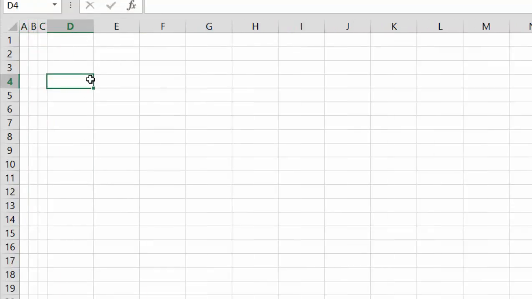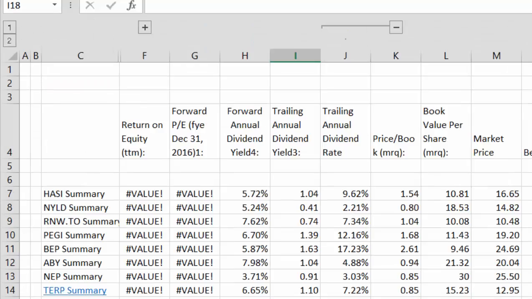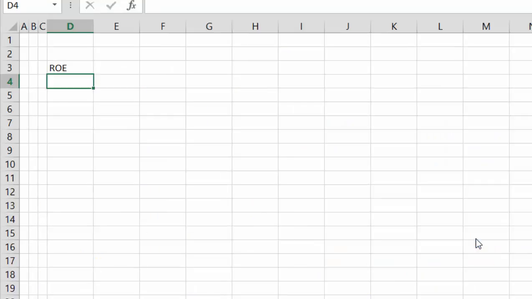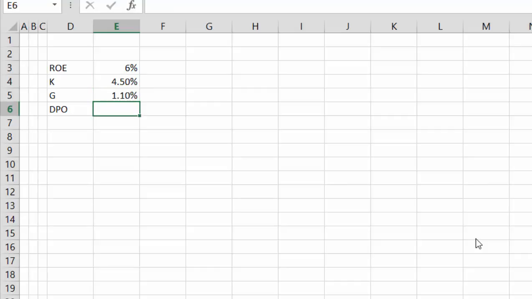I've done this so many thousands of times. I start with ROE, and then I put G, then K. Then we know the dividend payout ratio. Let's say this is in a low inflation environment. Let's say ROE is 6%, K is 4.5%, and G is 1%. So the dividend payout ratio is 1 minus G divided by ROE. We pay out 81% of our money in dividends.